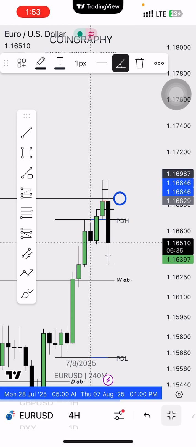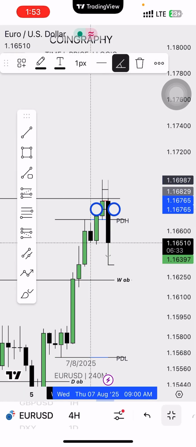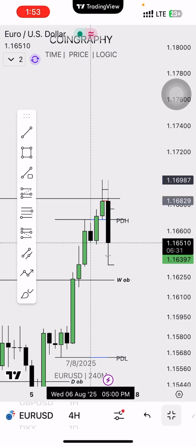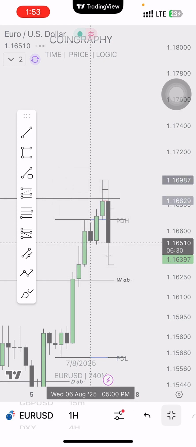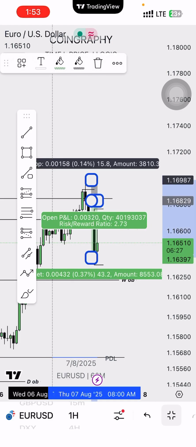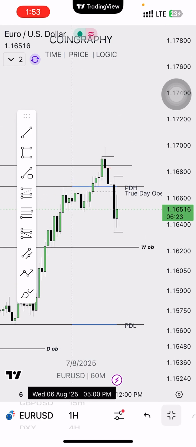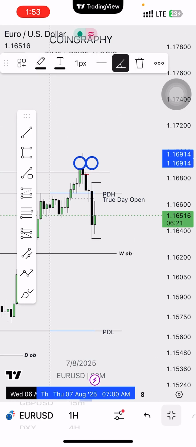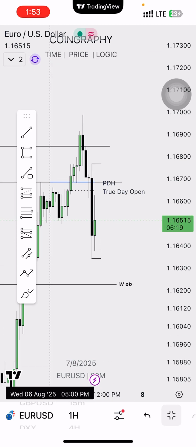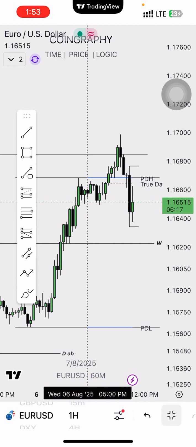So moving on, since we have a change in state of delivery on the daily time frame, I will be looking for trades to the 50% of this daily range, and subsequently the low of the daily range.